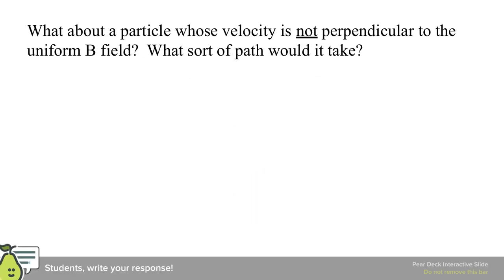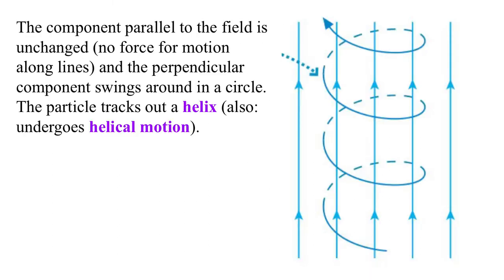Think for a moment, what about a particle whose velocity is not perpendicular to the uniform B field? So it's moving, but not necessarily perpendicular to the magnetic field. What sort of path does it take? Well, the component parallel to the field is unchanged because there's no force there. The component of velocity along B crossed into B is 0, so the force in that direction is 0, and there's no change in its motion.